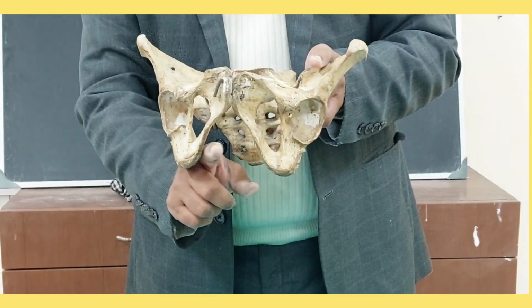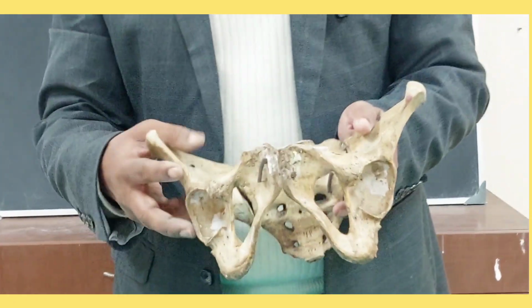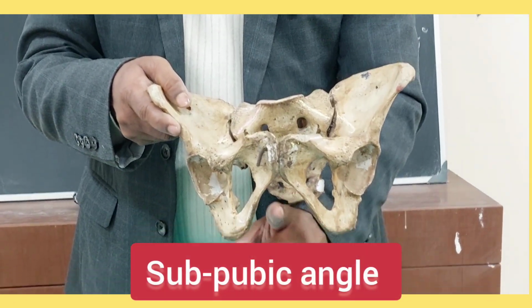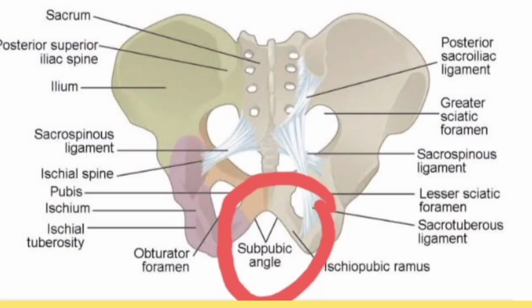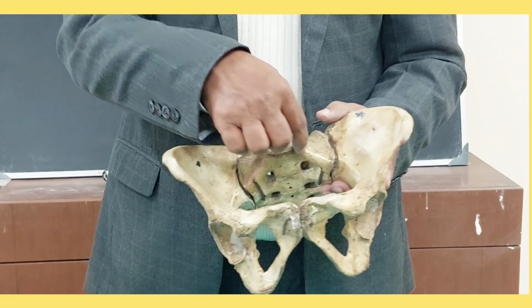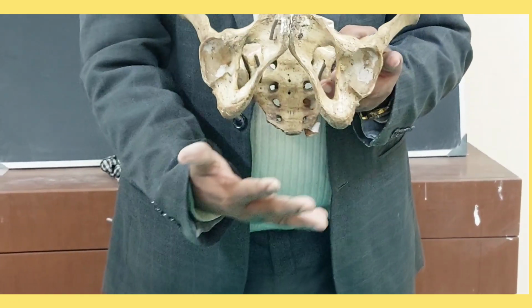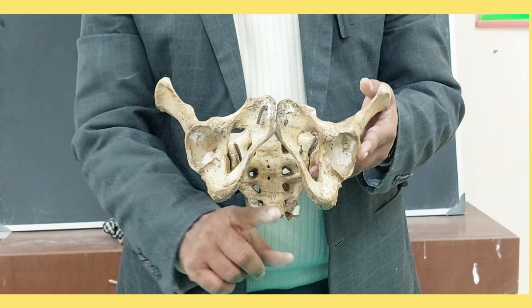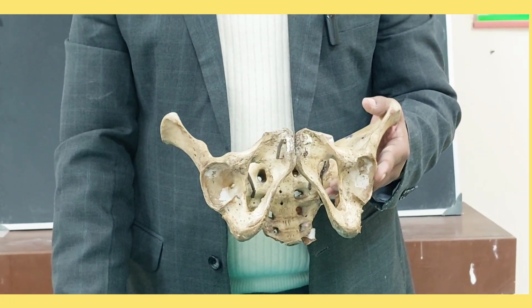And this angle between the two pubic arches is called the subpubic angle. This is very important when you differentiate the male pelvis from the female pelvis. This angle is very important, called the subpubic angle. And like the pelvic brim or pelvic inlet, the pelvic outlet also has three dimensions: anteroposterior, oblique and transverse.